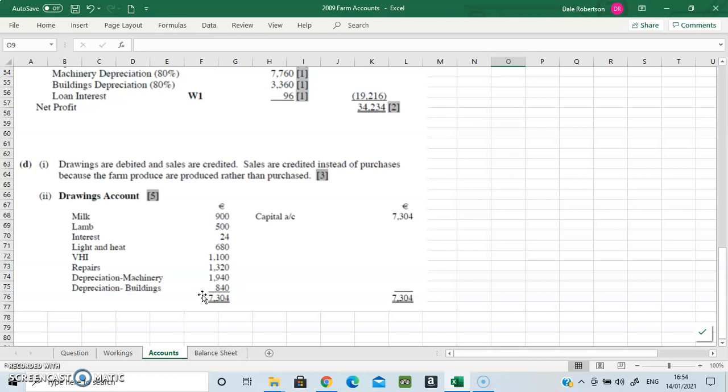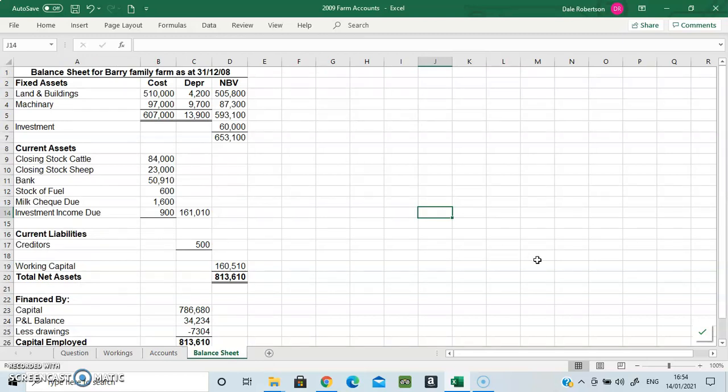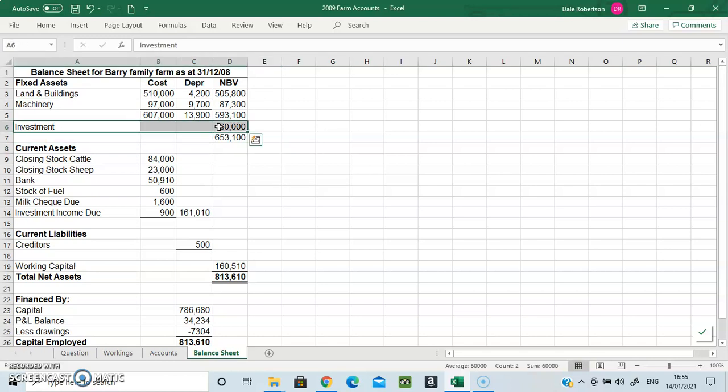So therefore, I'm going to show you how to do a balance sheet. It's exactly the same as you would do for a club or for a service firm account question. We're going to go through it here nice and quickly. So you put in your balance sheet, you put in your fixed assets of land, take away the depreciation, gives you net book value, and machinery, take away the depreciation, gives you your net book value again. Now you need to include investments in there, and the investments are 60,000 euro, and that's that hidden investment from the start of the year. So our total fixed assets are 653,100.